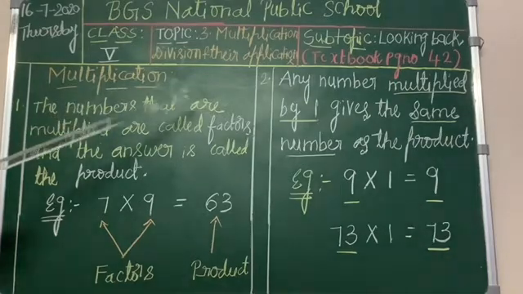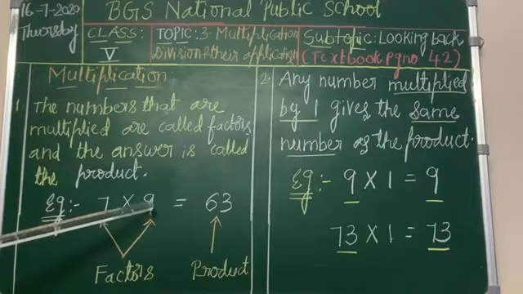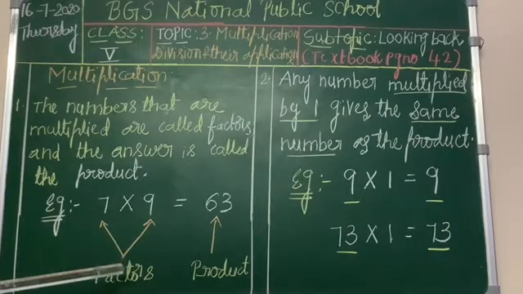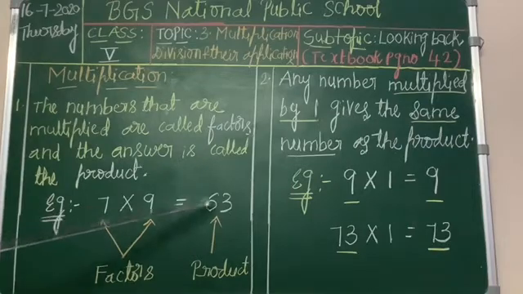So if you are multiplying any numbers, for example here 7 into 9, here you are multiplying 7 and 9. These 2 numbers you will call as factors. Okay, now after multiplying you will get one answer, children. So that answer you will call as a product.